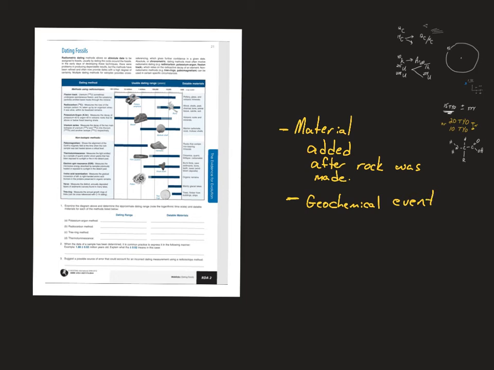I'm going to call them geochemical events. Chemistry that I'm not aware of that happens in a volcano or in a magma chamber or in rock that's next to a lava chamber or magma chamber. All these things could change, could affect the accuracy of your measurement.